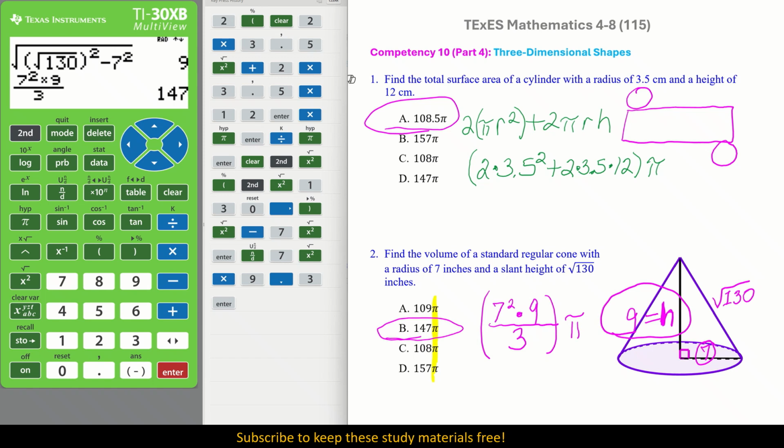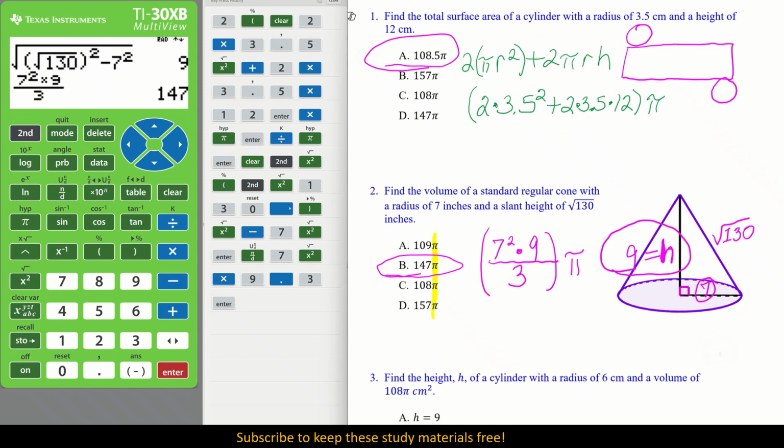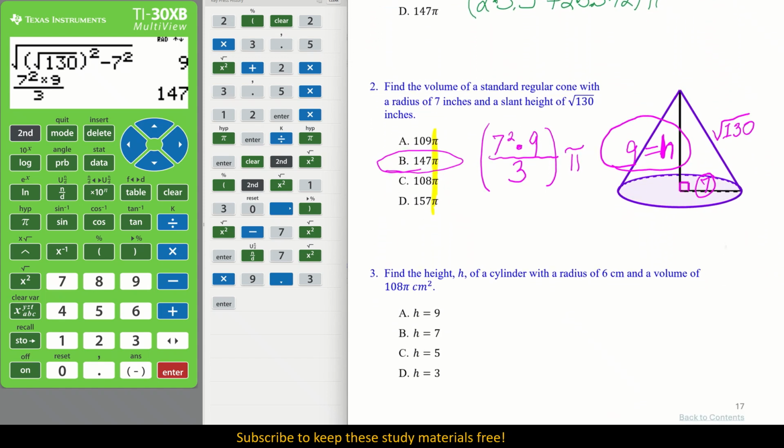That's just a quick way to do it without worrying about pi. Now, if you included pi, like I said, just divide by pi, and then you'll see the coefficient of 147 that you needed. Okay, all right, let's go to number 3.